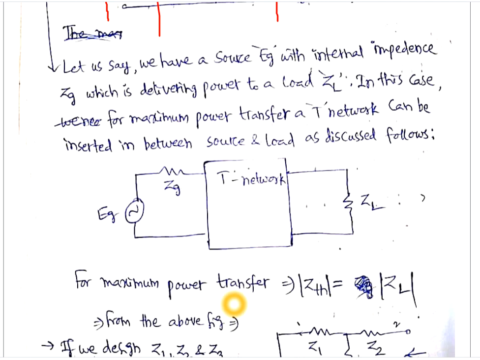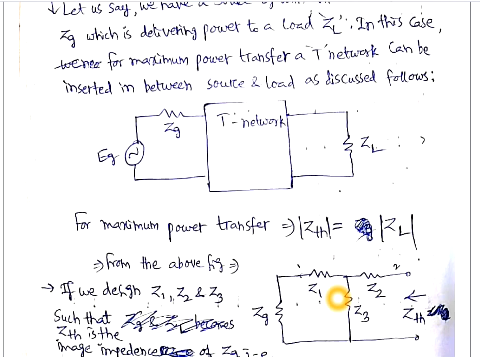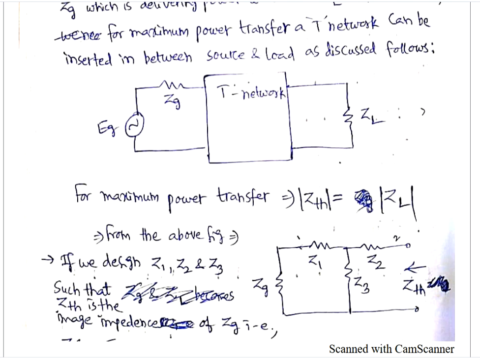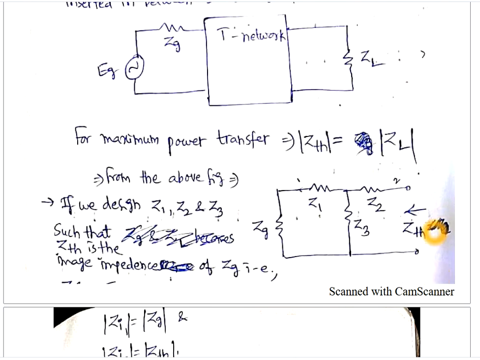So first of all, what is the condition for maximum power transfer? We all know that Z Thevenin of the overall network must be equal to the load impedance, with respect to magnitudes. From this figure, how to get Thevenin's impedance? For obtaining Thevenin's impedance, we first remove the load and then short circuit the source. When you short circuit the source, you will have only ZG here, and Z1, Z2, Z3 is nothing but the T network. Then you remove ZL, and the impedance seen from the load side is nothing but ZTH.